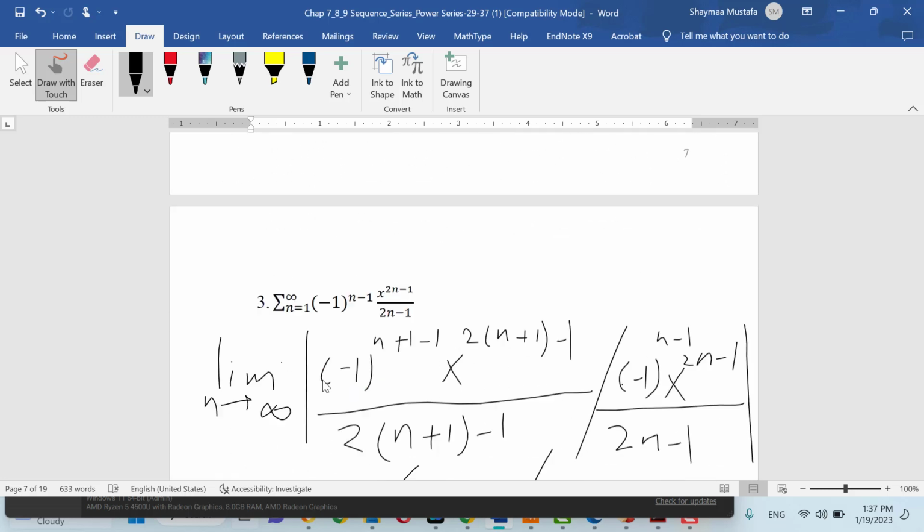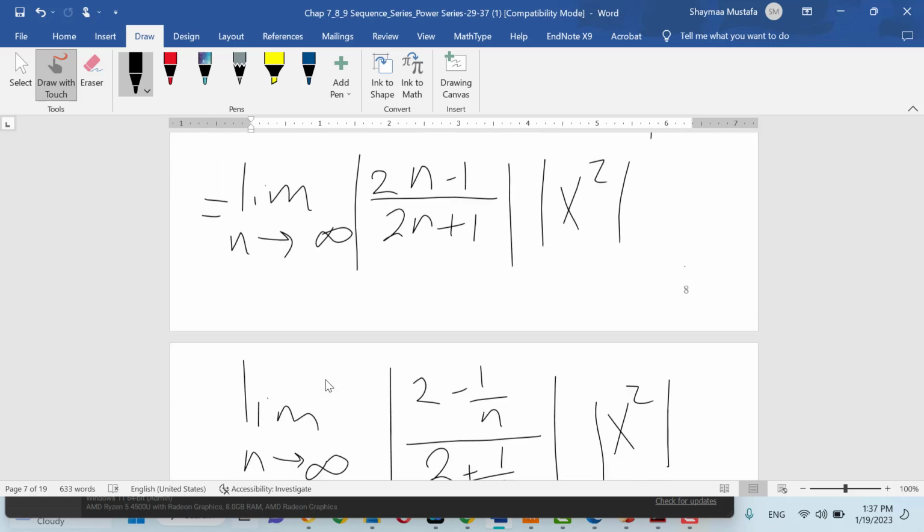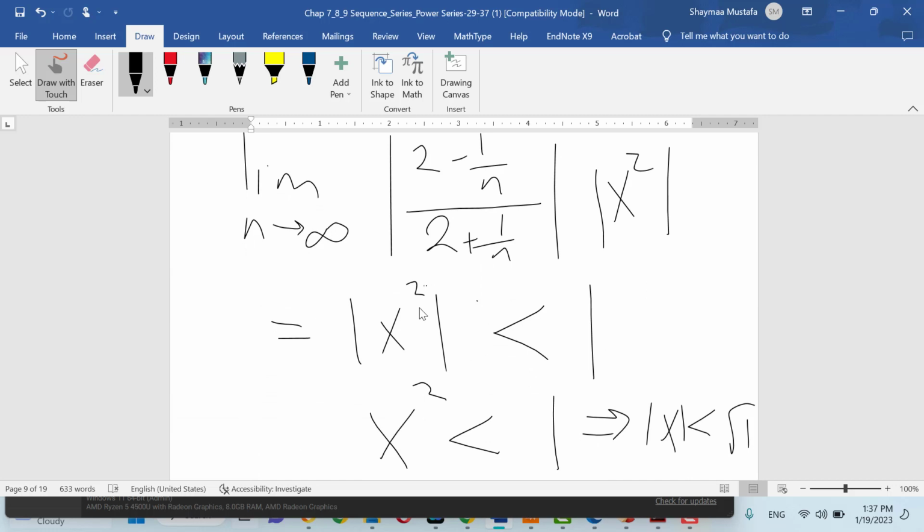Now, if the limit is equal to the absolute value of x or the absolute value of x squared, you have to make the limit less than 1, because the ratio test states that if the limit of a_(n+1) over a_n is less than 1, the series converges. Greater than 1, the series diverges. Equal to 1, the test fails.